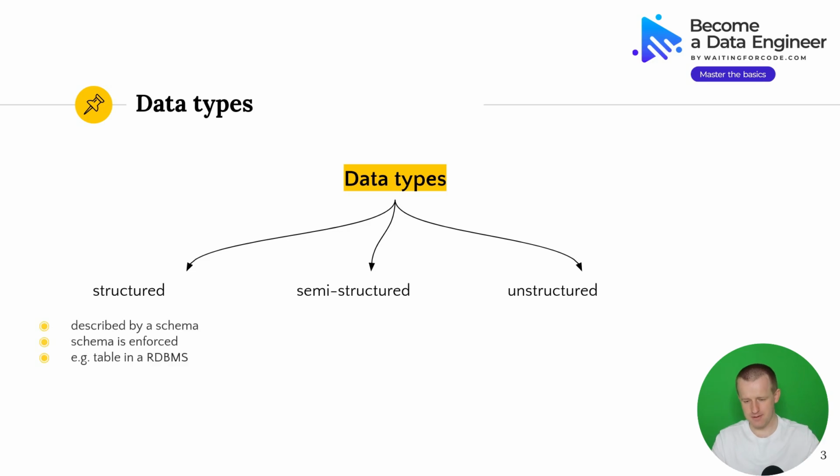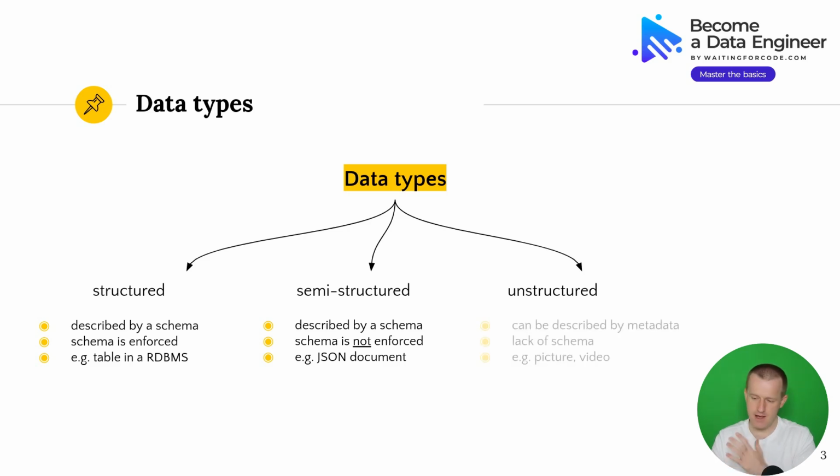So to sum up: described by a schema and schema enforced; described by a schema but schema not enforced, for example JSON; and finally unstructured, where there is no schema at all, but you can annotate it somehow with some metadata, some tags. It will not necessarily replace the schema, and it will be more local for each file, for each picture, for example.